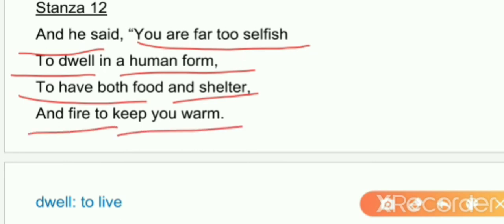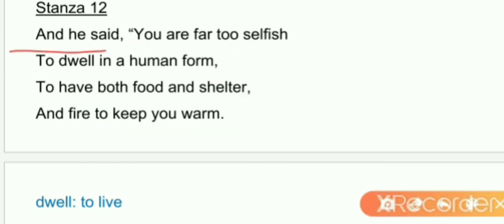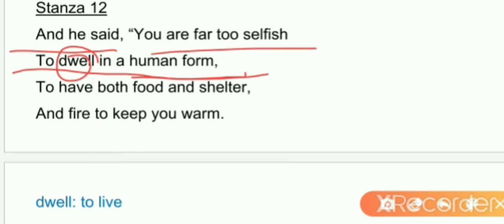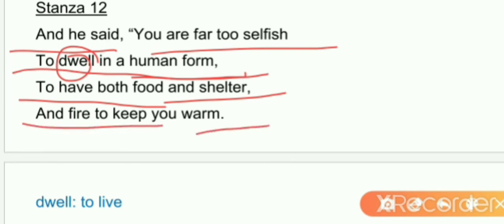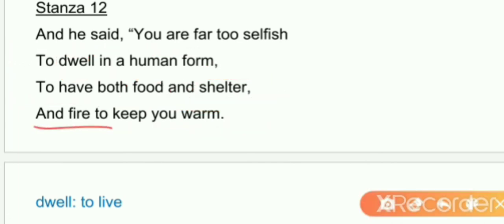He says that you are too selfish, मतलब आप बहुत ज़्यादा स्वार्थी हो. कौन कहता है? सेंट पीटर. To dwell in a human form. Dwell means to live. Means you are living in a human form. Still you are selfish. To have both food and shelter and fire to keep you warm. Though you have both, तुम्हारे पास दोनों हैं, खाना भी है और शेल्टर भी है, घर भी है रहने के लिए, और इवन फायर भी है, आग भी है अपने आप को गर्म रखने के लिए ड्यूरिंग विंटर डेज. So dear students, again the poetic device is A, B, C, B, right?